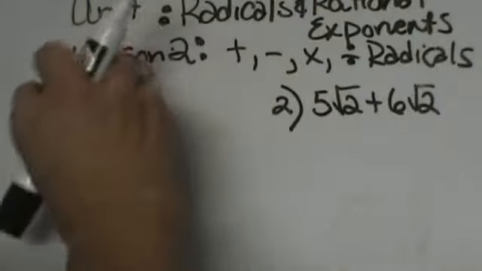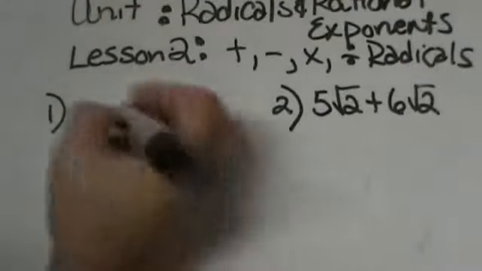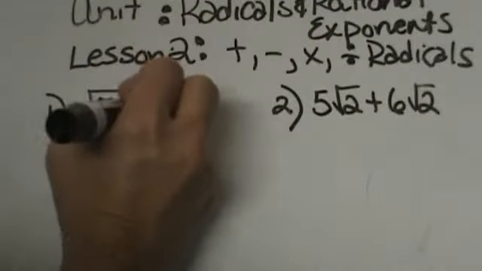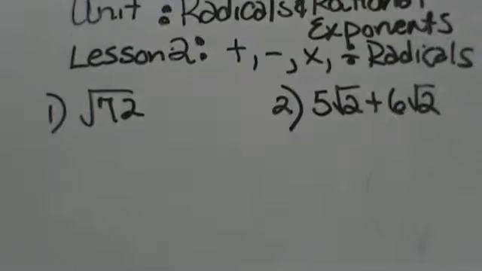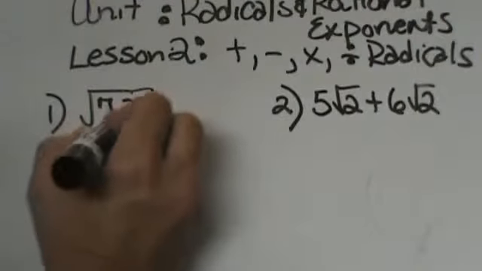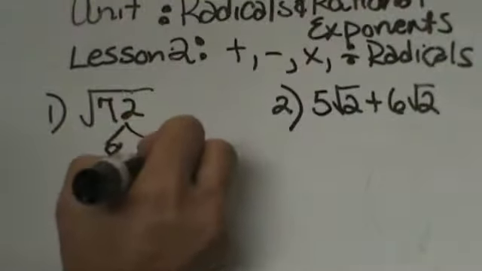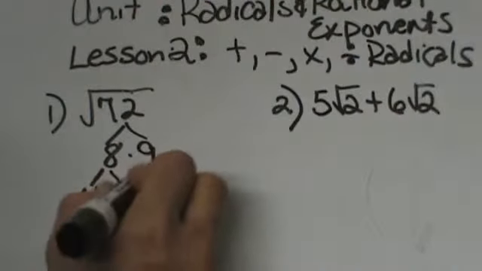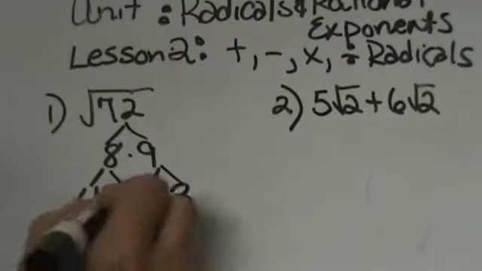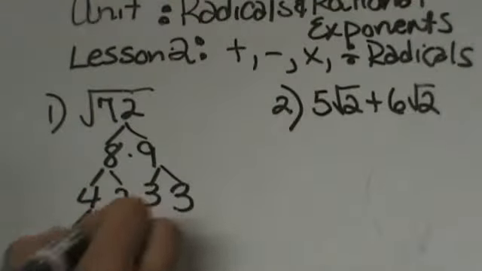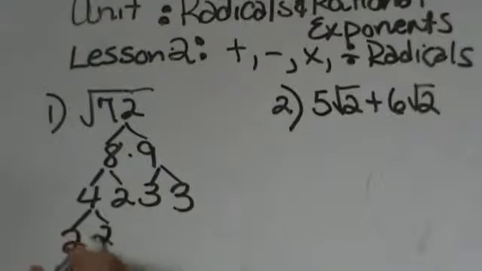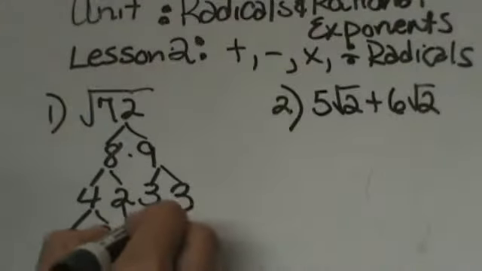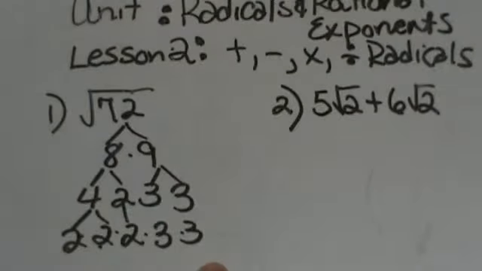Let's try another one of those, just to give it another go. Okay, let's say you're taking the square root of 72. Now you could factor this a couple different ways, but I'm just going to do 8 times 9. Now 8 factors down to 4 and 2, and 9 factors down to 3 and 3, but 4 goes one more time to 2 and 2. So my prime factors are 2 times 2, bring this one down, times 2, times 3, times 3. So I actually have 5 factors down here.